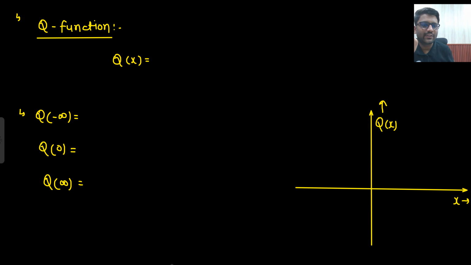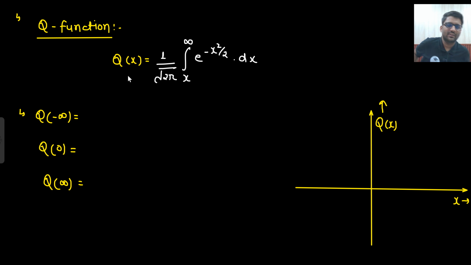What is the definition of this function? The definition is Q of x equals 1 upon under root 2 pi, integral from x to infinity of e to the power minus x square by 2 dx. This is the definition of the Q function: 1 by under root 2 pi, integration limit x to infinity, e to the power minus x square by 2 dx. I will tell you a way to remember this, don't worry. But first let me find the value of Q of minus infinity.